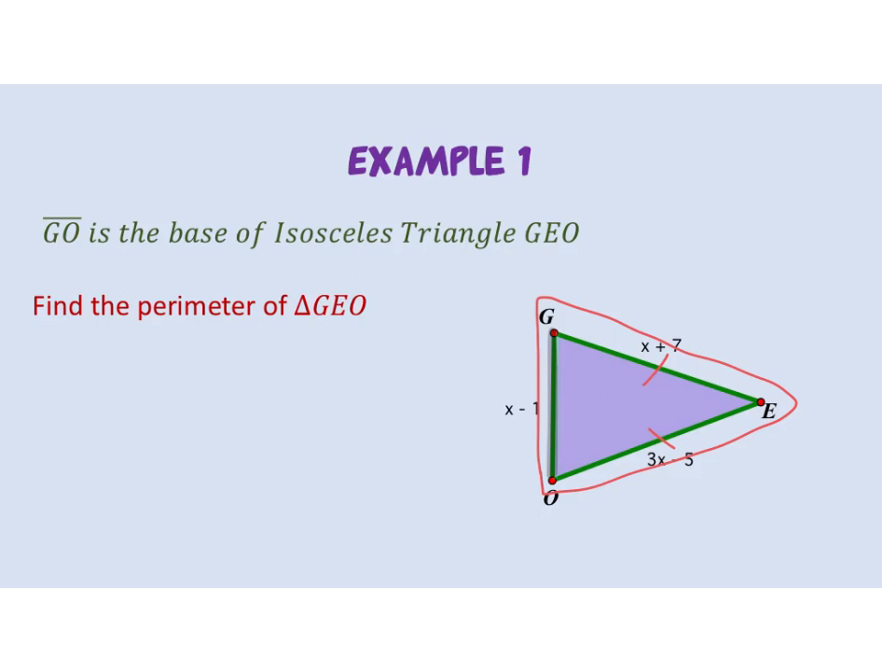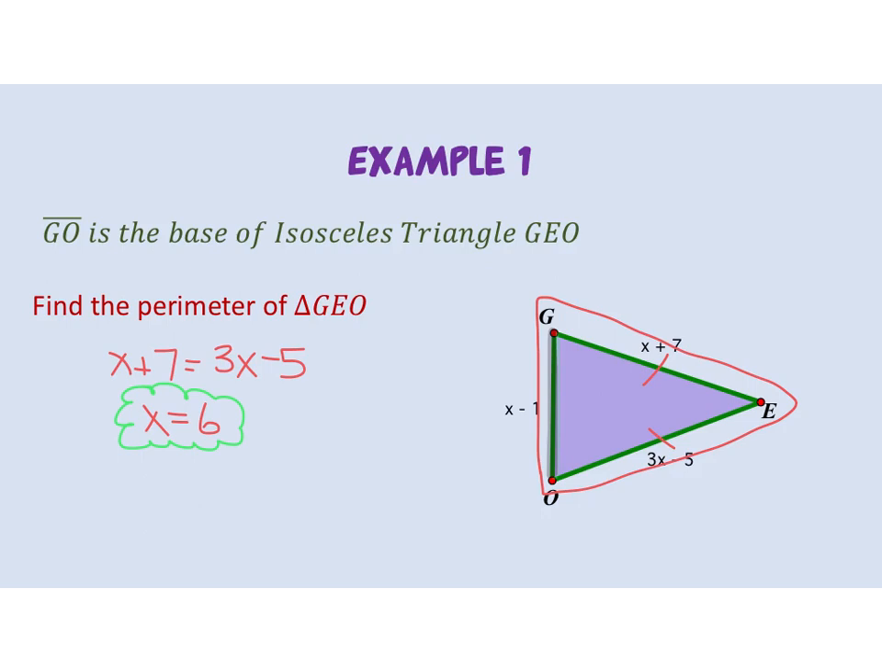The one thing I know here, because it's an isosceles triangle, is that x plus 7, that leg, is going to equal the other leg, 3x minus 5. So go ahead, let's solve this for x. Pause the video, solve for x. Okay, hopefully you got that x is equal to 6.